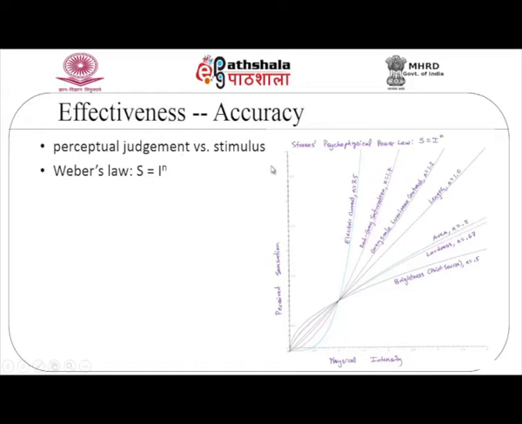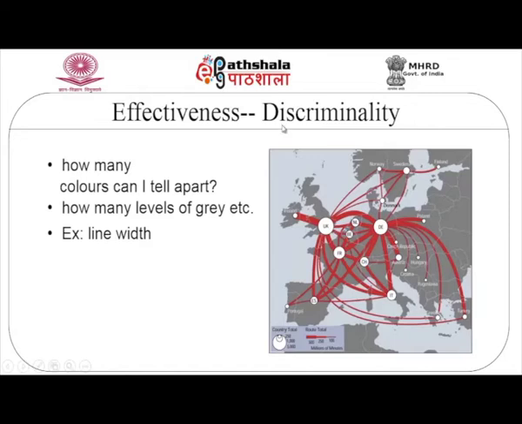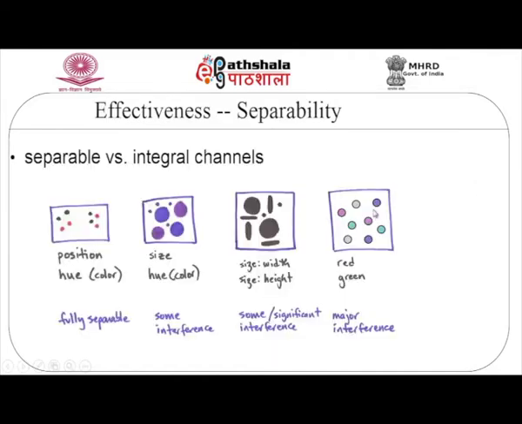So here is an example for effectiveness, accuracy as such, the perceptual judgment versus stimulus, which shows Stevens' power law, S is equal to I power n. This is discriminability. So here it is possible for me to discriminate between two different values by looking at the different levels of gray as such, and it is also possible for me to discriminate two values by just looking at the line width.